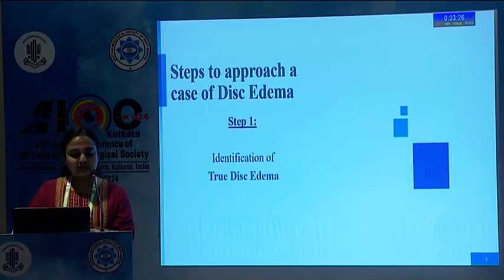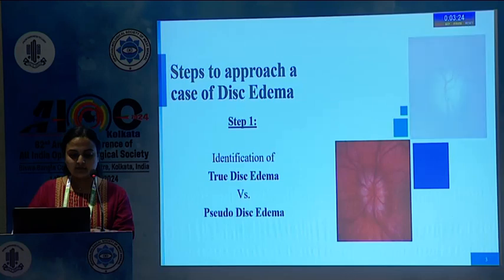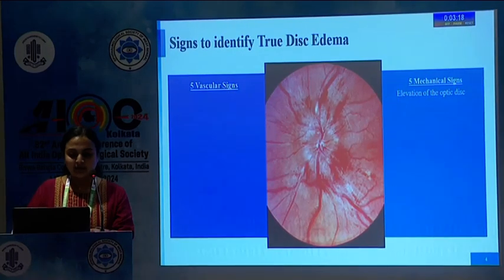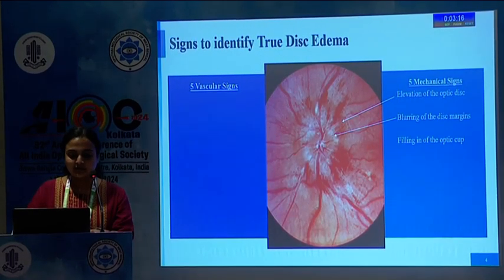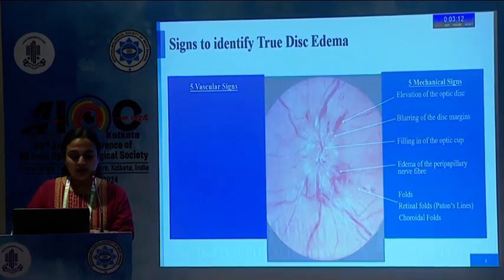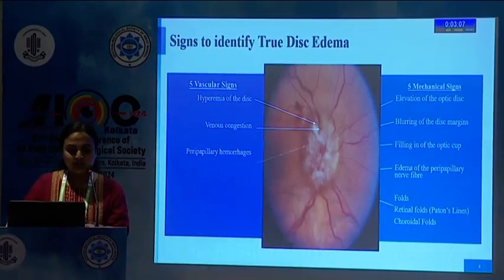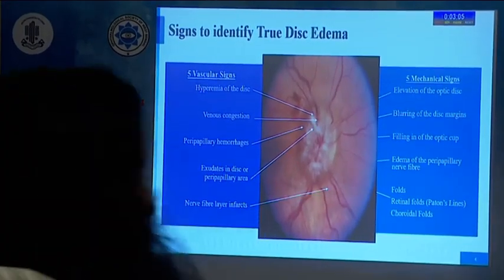Step number 1 is to identify whether it's a true disc edema or a pseudo disc edema. True disc edema has certain features. We have 5 mechanical signs and 5 vascular signs. Mechanical signs include elevation of the optic disc, blurring of the disc margins, filling in of the optic cup, edema of the RNFL and folds. And vascular signs include hyperemia of the disc, venous congestion, peripapillary hemorrhages, exudates, and nerve fiber layer infarcts.